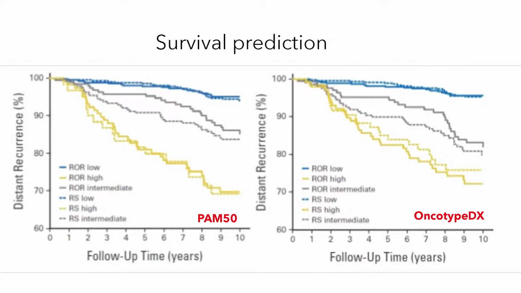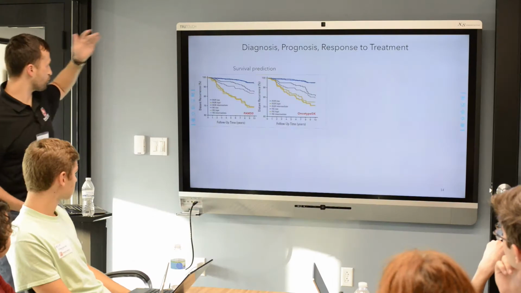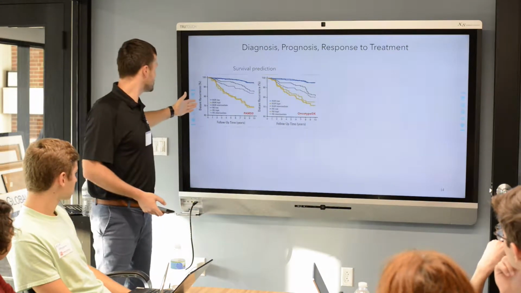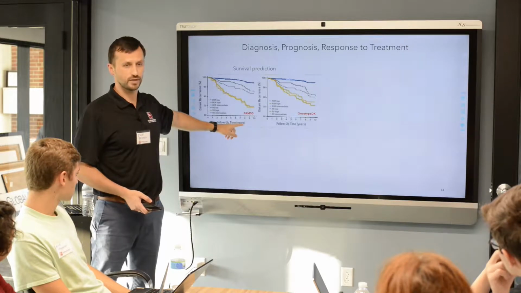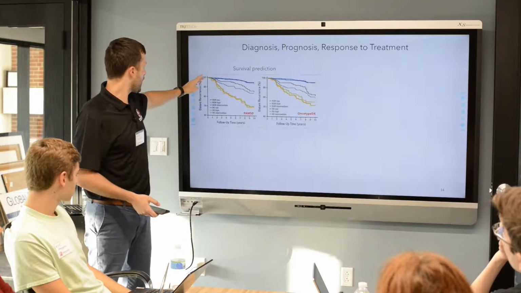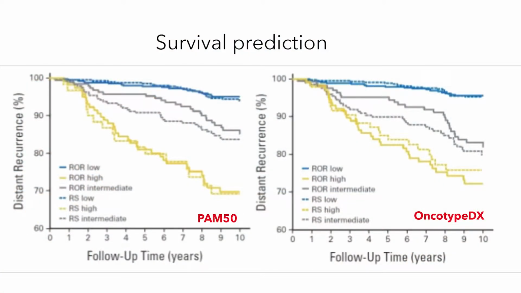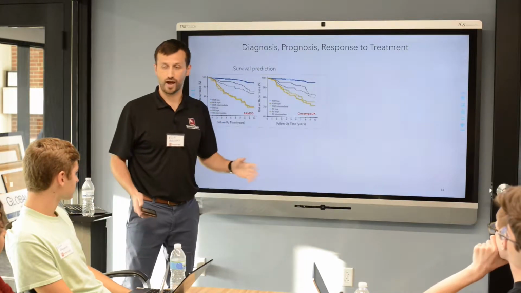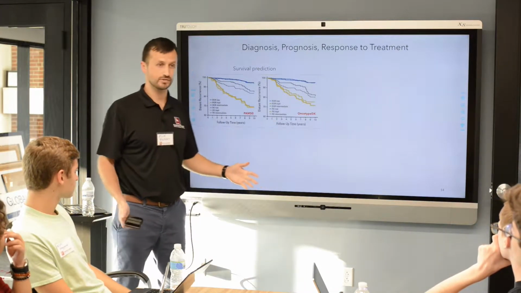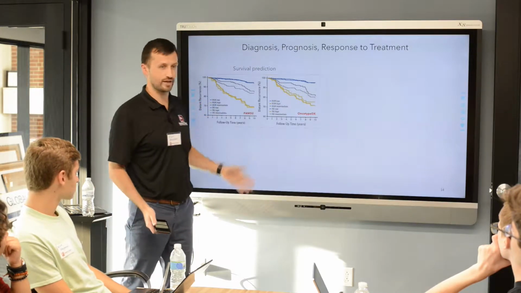These are actual clinical tests that are used in the clinic for breast cancer patients. So I'll read them. Here you have distant recurrence percentage. Here you have follow-up time in years. And you have three different categories, so three different colors: blue, gray, and yellow. This is 100% of a clinical study. So let's say you have 30,000 patients, and you observe them for 10 years.